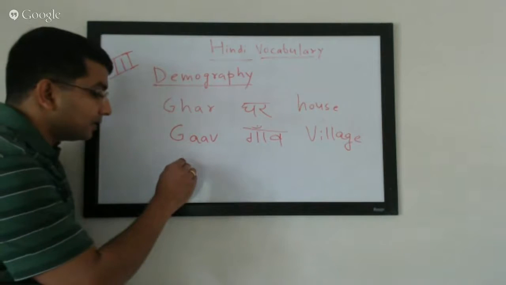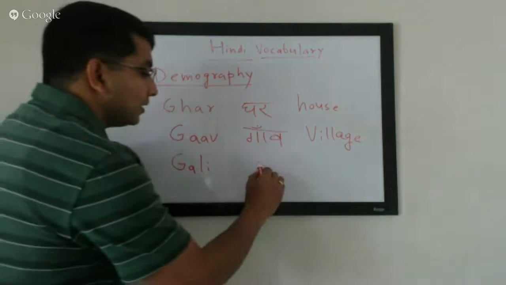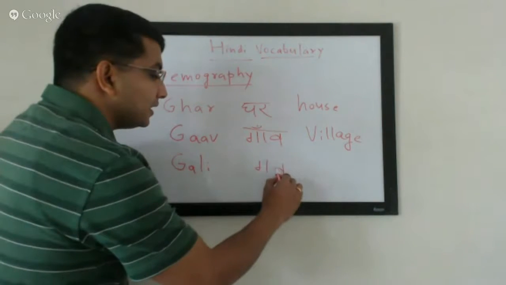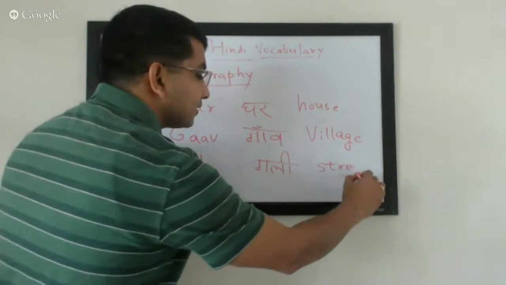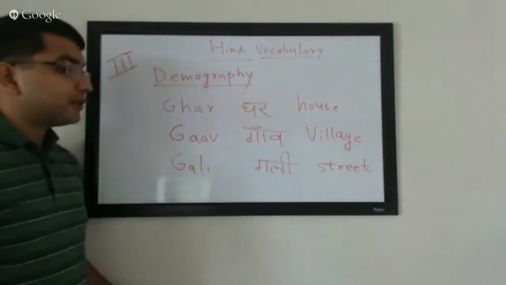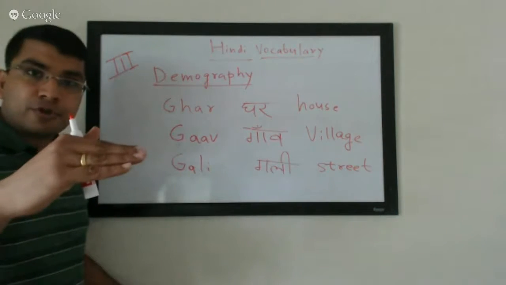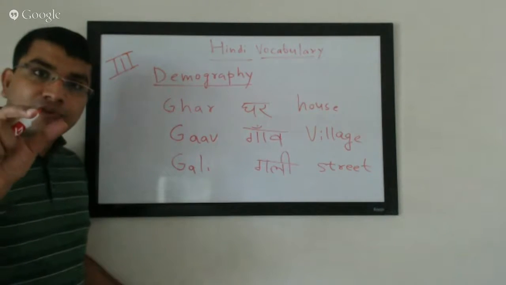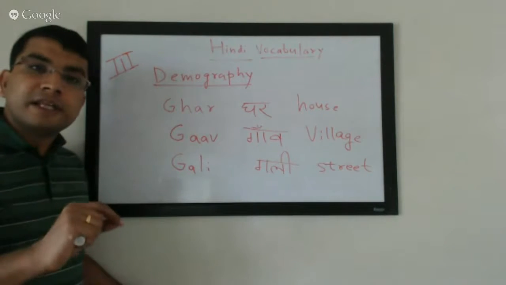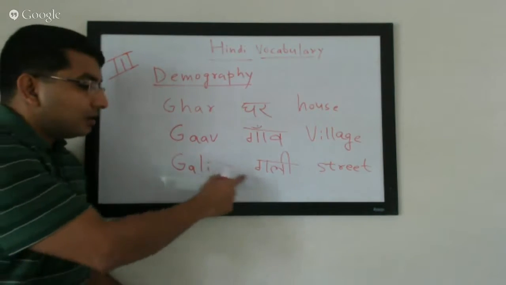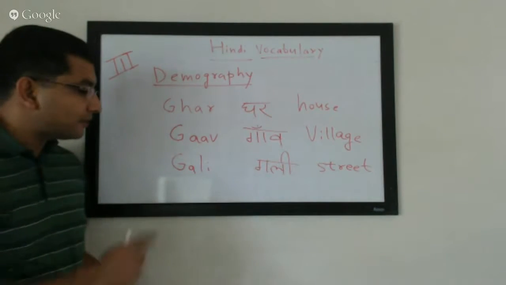गली. Gully is nothing but street. So remember, when you write the address, you write your name at the top, the number of your house, street number 1, street number 2, and then city, state, and zip code. Street is nothing but gully. Gully number 1, gully number 2. Right. So that's street.